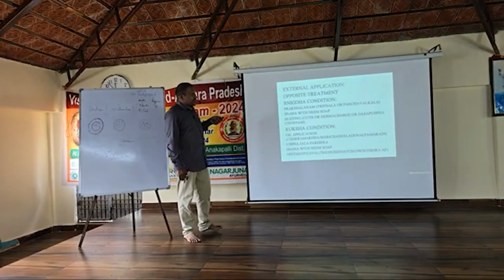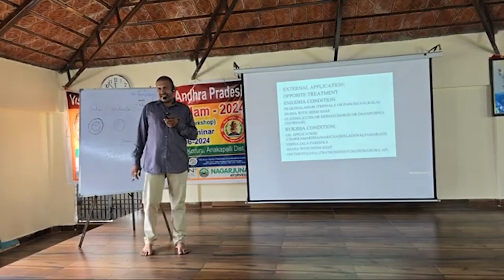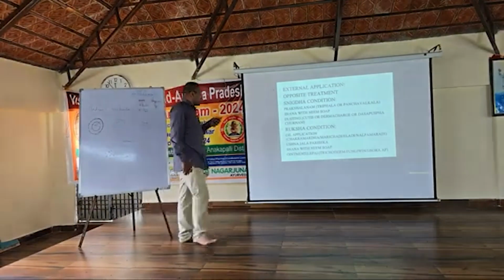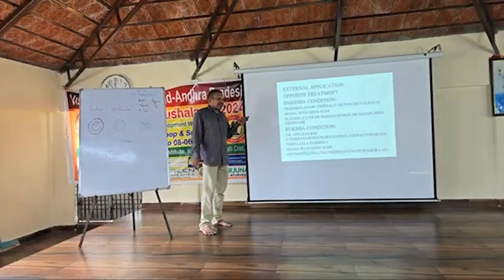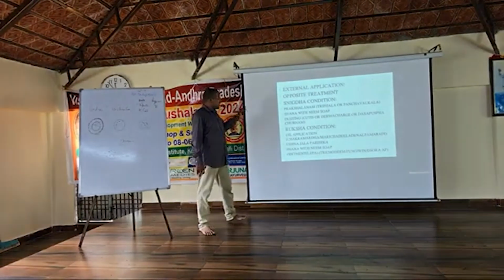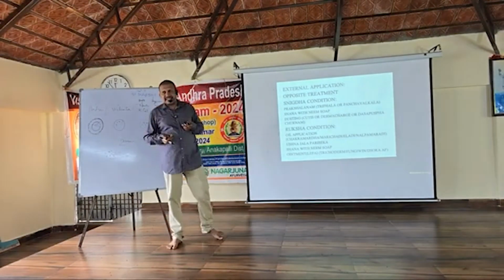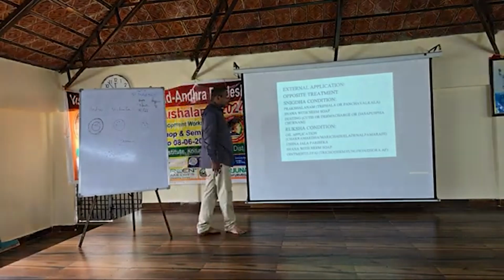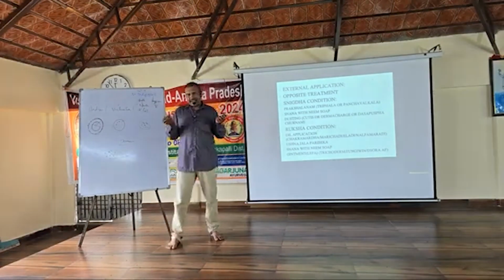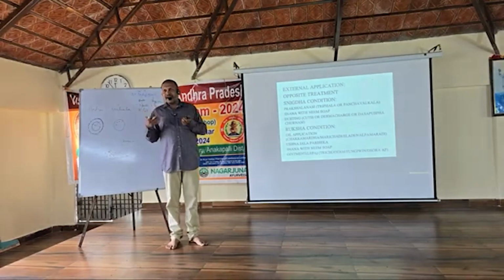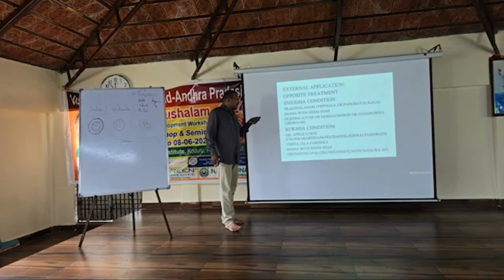And for external application, here you have to concentrate: are the lesions dry or wet? You have to observe the case. In Snigdha condition, you have to give Kashaya prakshalana. Snigdha condition means the lesions ooze or have watery discharge. Then give Triphala or Panchavalkala prakshalana, or boil any powder like Nimba with Haridra in water and wash the lesions with it.